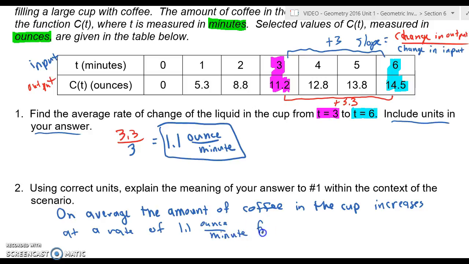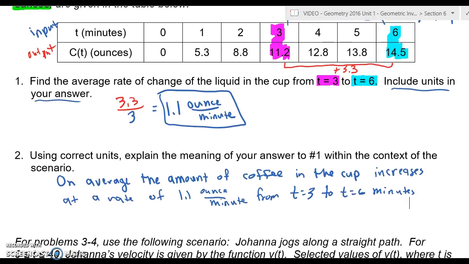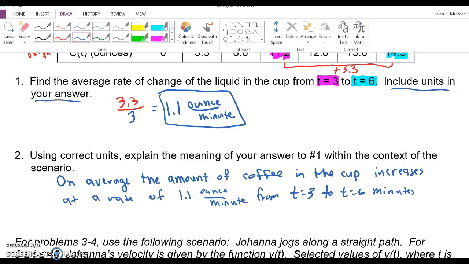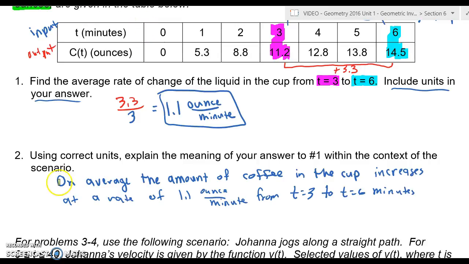So from t equals 3 to t equals 6 minutes. So what do we need to have here when we're answering a question like this? Well, first of all, we need to have something about it being an average. So on average, we want to talk about an increase versus a decrease. What the rate is, including units.